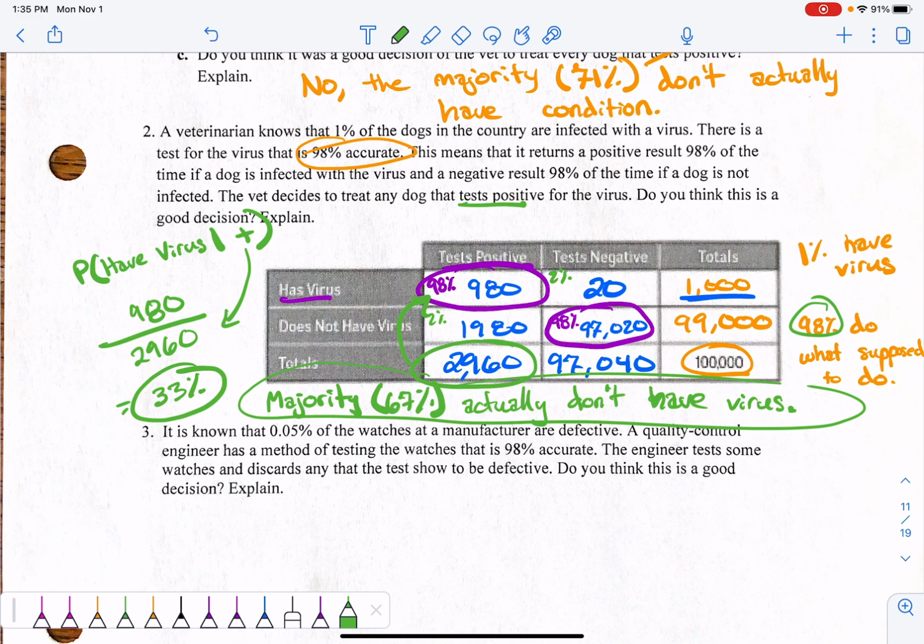If on your homework assignment they give you all of this stuff, go ahead and make a table out of it. Make a table that looks like that. Okay, all right, there you go.